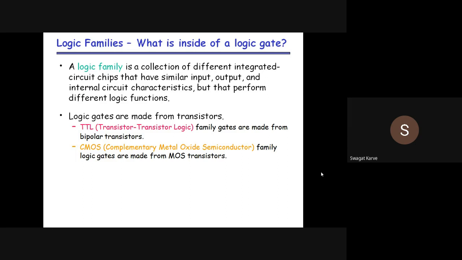That means input is the same, output is the same, internal circuit characteristics are also the same, but the arrangement is different. One circuit will perform the AND operation using the same components, but the arrangement is different. That circuit will perform the OR operation. This is what a logic family is.